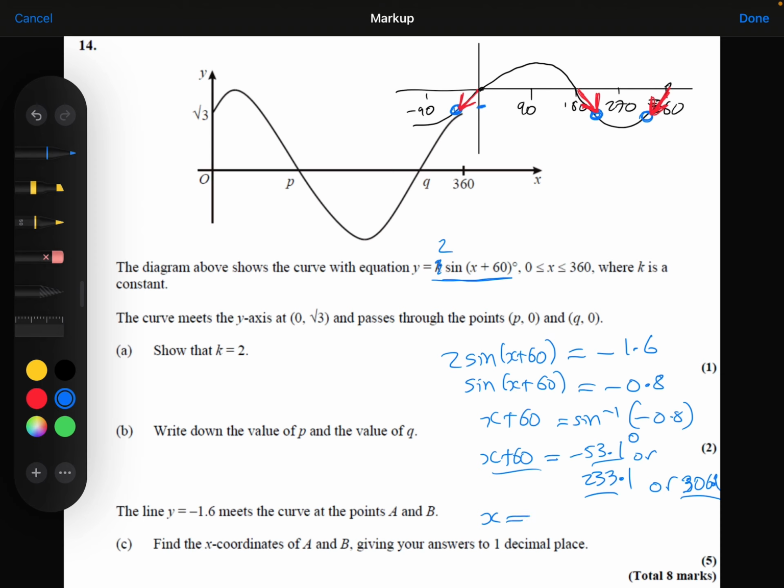So I'm going to subtract 60 from each of those. So I'd get the minus 53.1. If I subtract 60 from that, that's going to give me a negative answer, which I don't want when I'm in this range. The 233.1 take away 60 is 173.1. That is a good answer. So that's my x coordinate of A. And the 306.9 subtract 60 is 246.9. So that's my x coordinate of B.